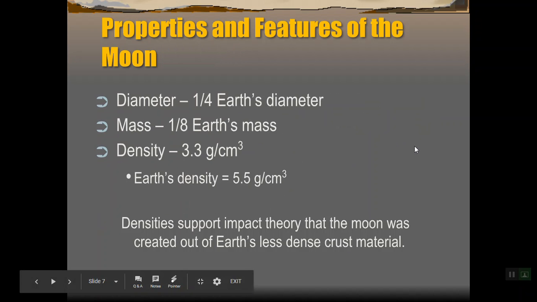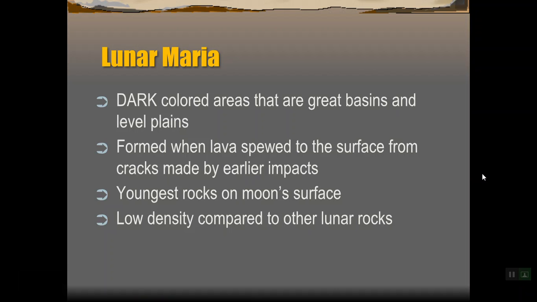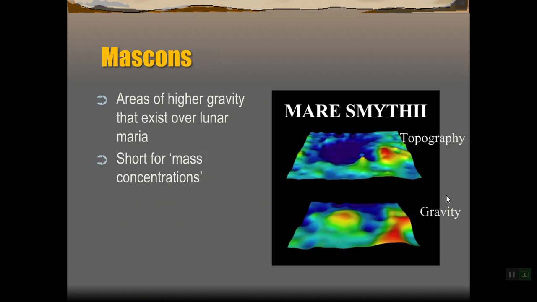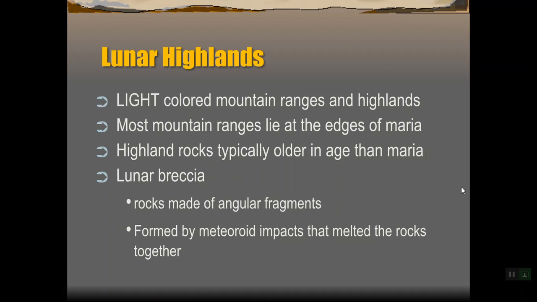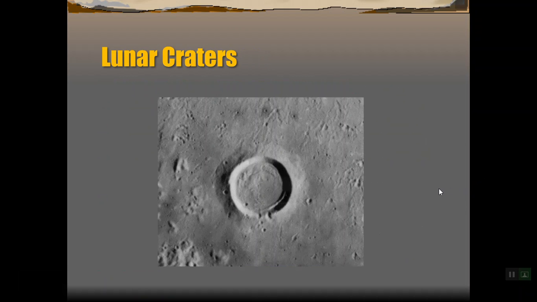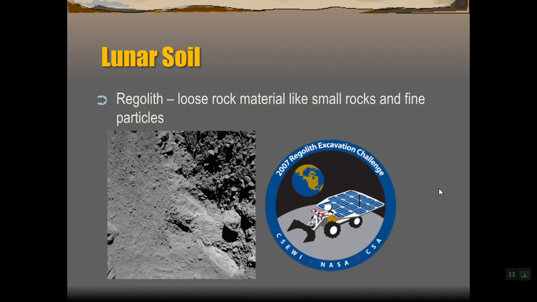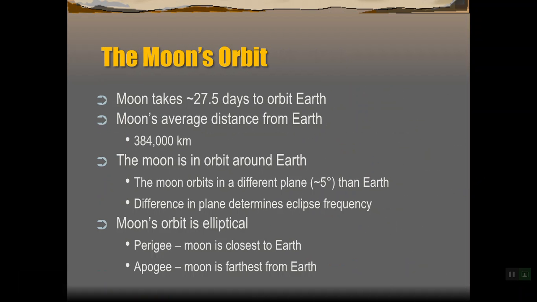Now I'm going to skip through some of these slides because I want to talk to you about the moon's motions and moon phases. I don't want to focus too much on the rocks on the moon right now. So you can skip through all of this, and skip over to the moon's motions. It takes the moon about 28 days to orbit Earth, or to revolve around Earth, or go around Earth.